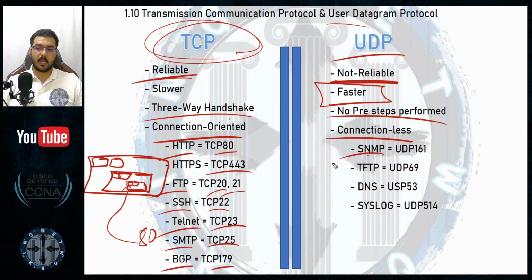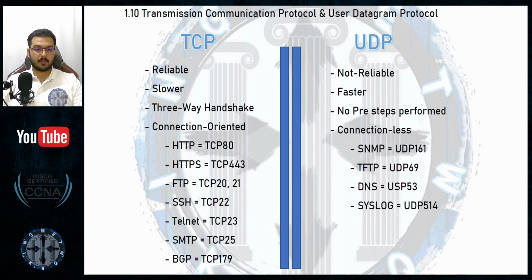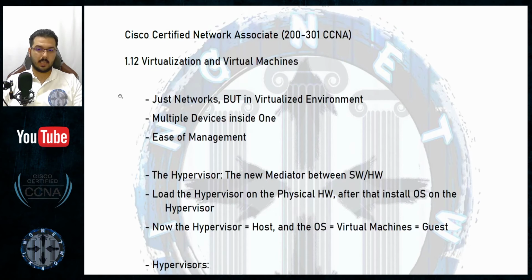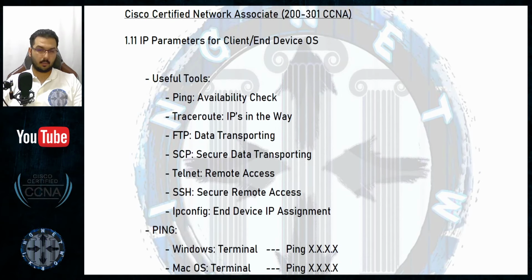Other examples for that will be SNMP, which is using UDP 161. I will teach you what that is in chapter 4. TFTP in chapter 4 as well, UDP 69. DNS in chapter 4 using UDP 53. Syslog in chapter 4, that's using UDP 514. So these are very simple and basic examples. For layer 4 of transportation, you will not develop anything there. Yes, that is the case. So that's why I don't spend too much time telling you what those are.